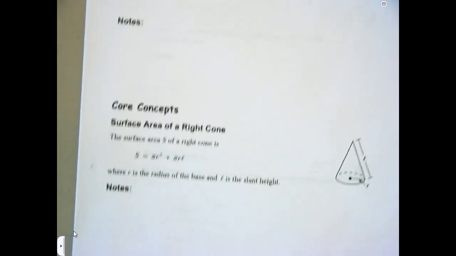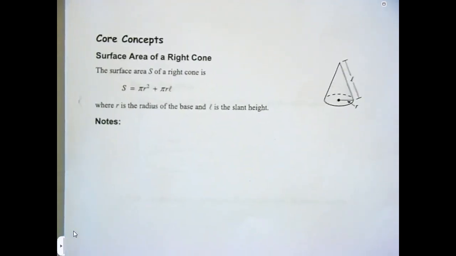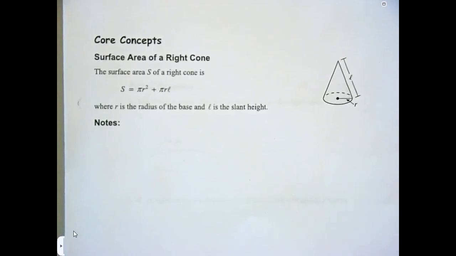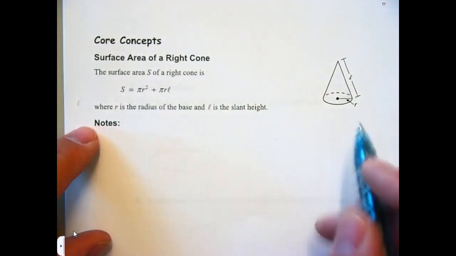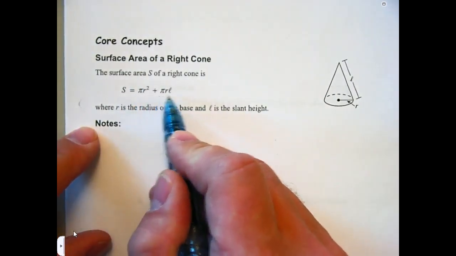All right, so this is page 346 of your student journal. They give you the formula for surface area of a cone. And surface area is equal to pi r squared plus pi rl.